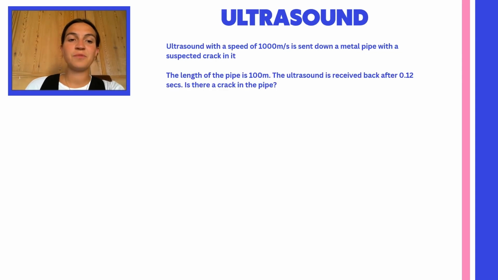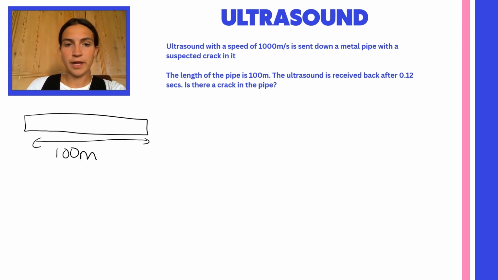Okay, in this question we have ultrasound with a speed of 1000 meters per second being sent down a metal pipe with a suspected crack in the pipe. The length of the pipe is 100 meters. Ultrasound is received back after 0.12 seconds. Is there a crack in the pipe? Okay, so to determine whether there is a crack in the pipe or not, I'm first going to draw a picture of the actual pipe.